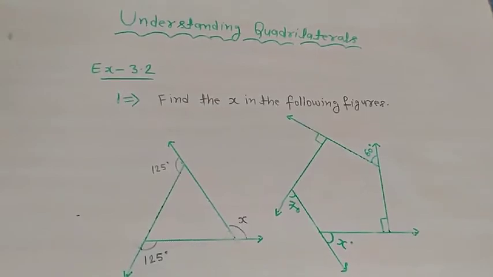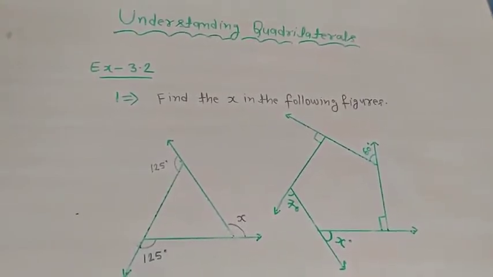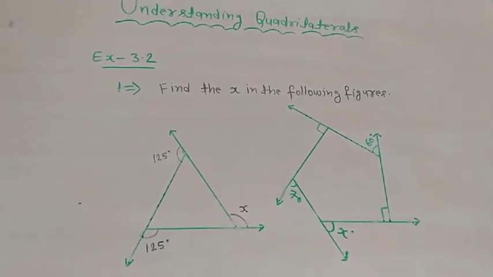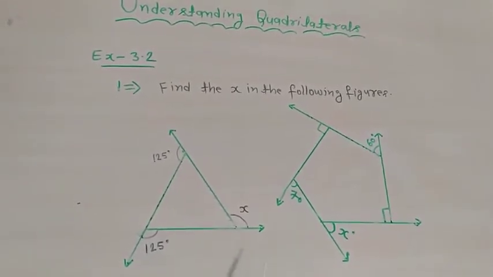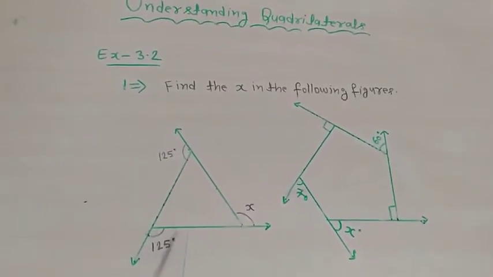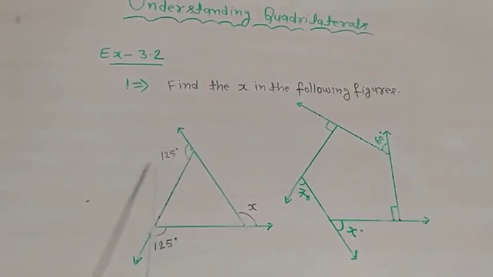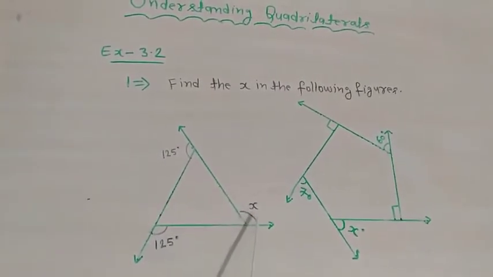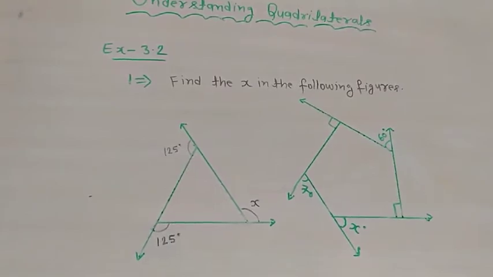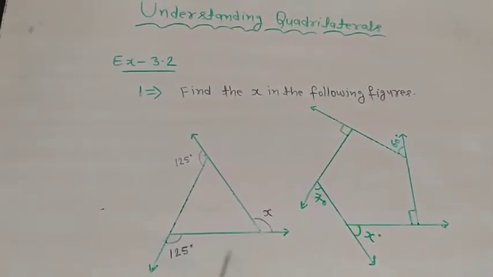Question number 1. Find the x in the following figure. So in this figure you can see x, 125, 125. This is a triangle and all these angles which are given are exterior angles. Okay. Such type of questions you can solve two ways.